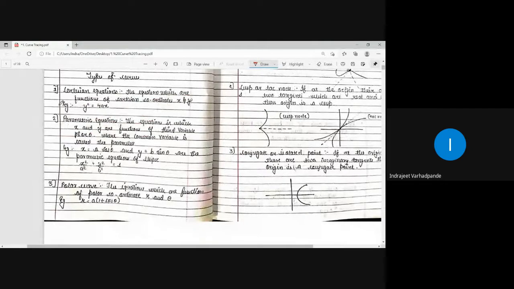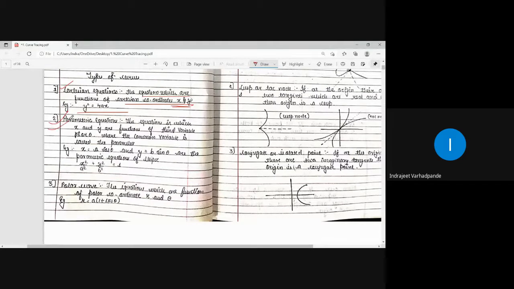Now, what are the different types of curves? I told you that they are classified into three. One category is Cartesian equations. The equations which are functions of Cartesian coordinates x and y are termed as Cartesian equations. For example, we have the standard parabola, y square is equal to 4ax. This equation contains the Cartesian coordinates x as well as y.